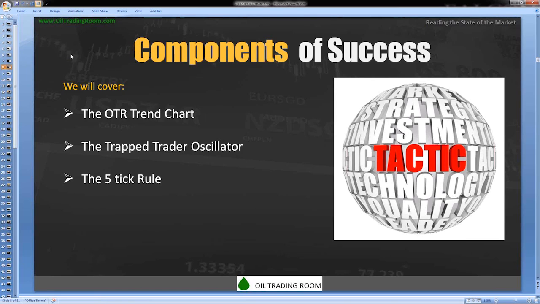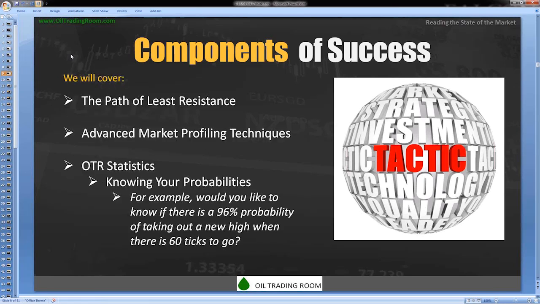We're going to talk about the oil trading room trend chart and the statistics associated with that. We're going to talk about the trapped trader oscillator. We're going to talk about the 5-tick rule. We're going to talk about the concept of the path of least resistance. This is where you have multiple statistical scenarios going on in your chart, and the market's almost invariably going to take the path of least resistance when it does that. Then it's a matter of going down to your setups and getting into the trades from there where you can manage your risk.